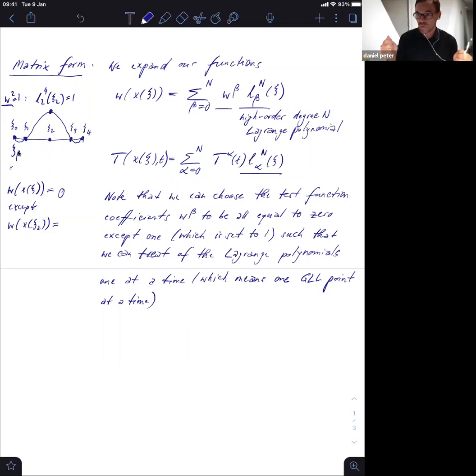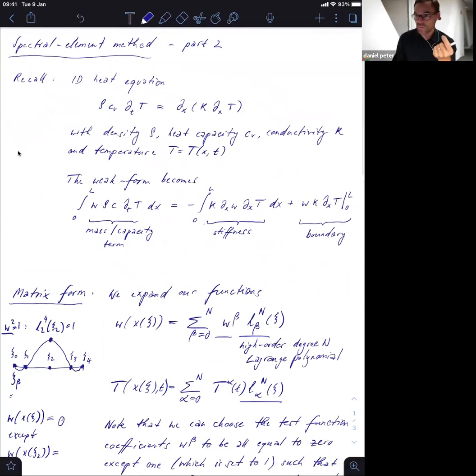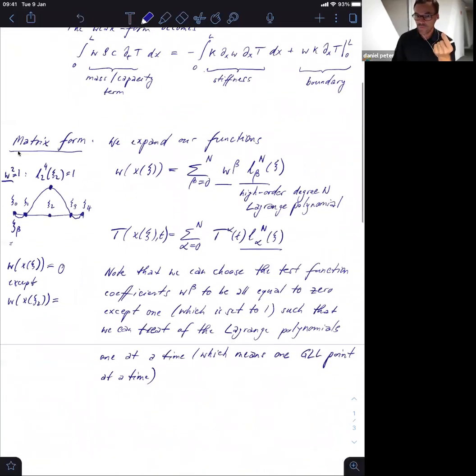So for each GLL point in our mesh, if we choose the test function such that only the coefficient for that GLL point is non-zero, is 1, then everything that falls out from the weak form is an equation for that degree of freedom on that GLL point. And then we choose the next test function such that it is only 1 at the other GLL point, etc. We keep doing that, because then we can set up this system of equations.